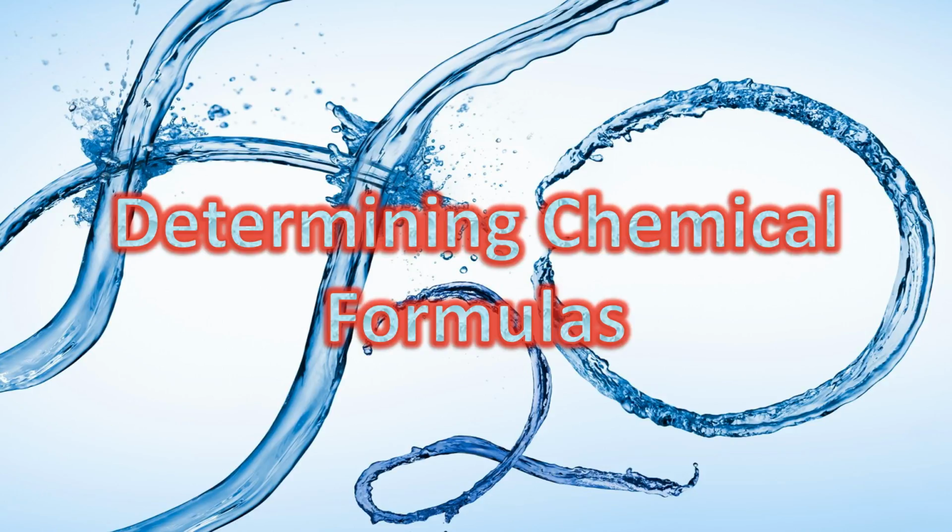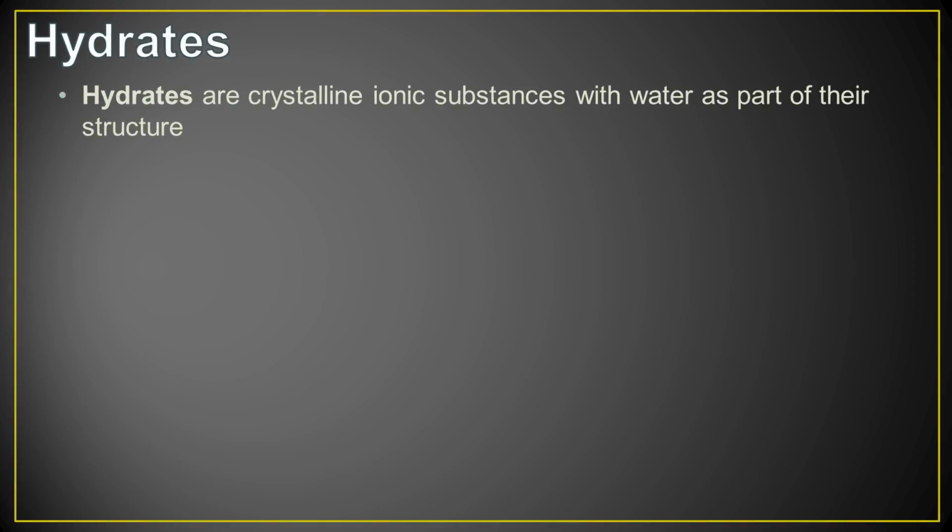Hello, students of science. In this video, we're going to talk about how we determine chemical formulas. Previously, we talked about how we determine the mass of them and what usefulness they are. Here, we're going to talk about how we actually figure those out. First thing we need to talk about is something called hydrates.